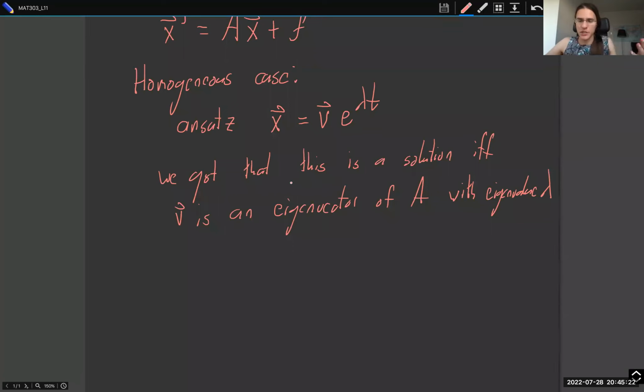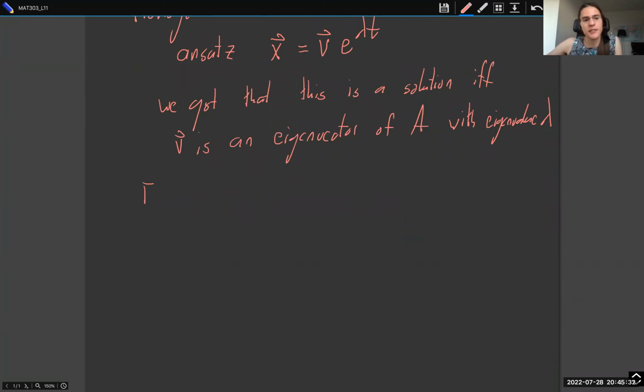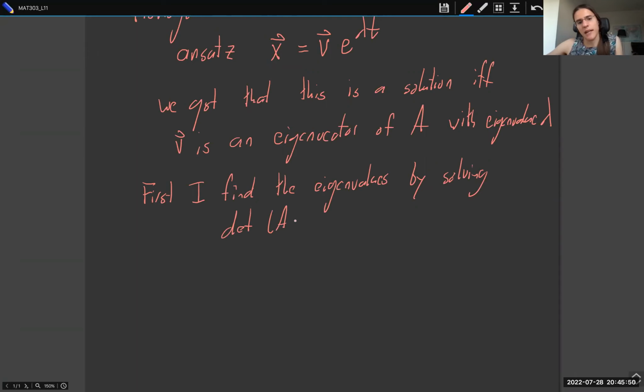But what happens in general if there are repeated roots? Okay, so how do I find the eigenvalues? So first, I find the eigenvalues by solving the determinant of A minus lambda I is equal to 0. And this is an nth order polynomial in lambda.